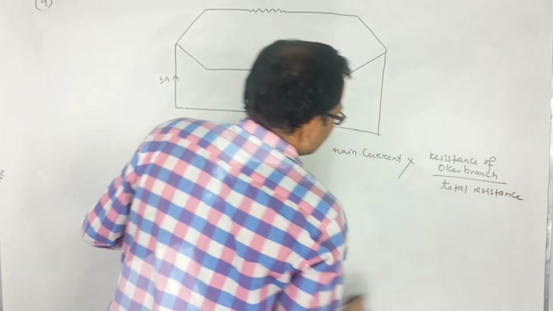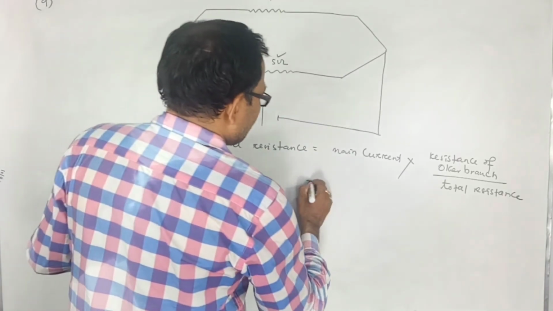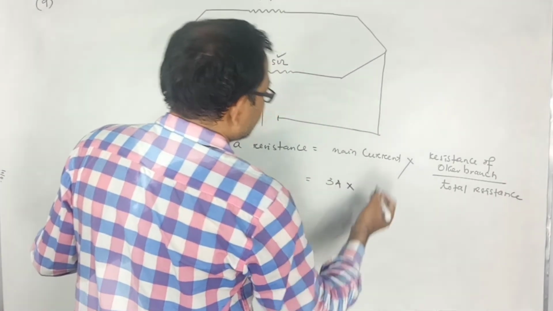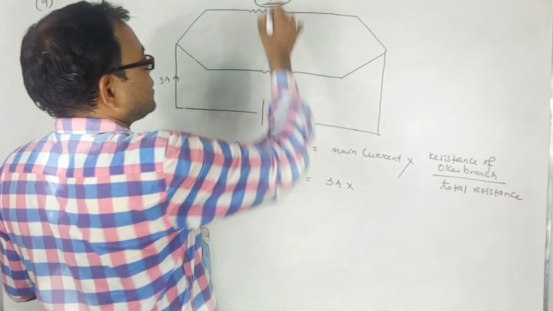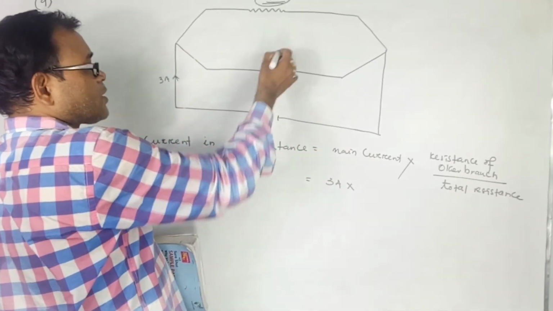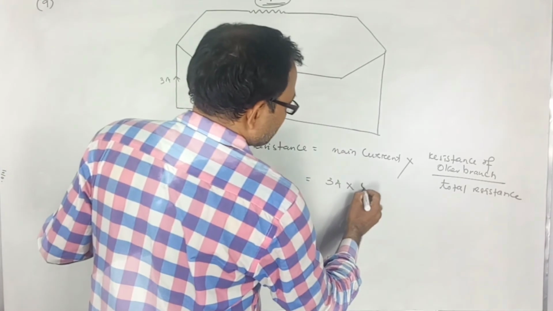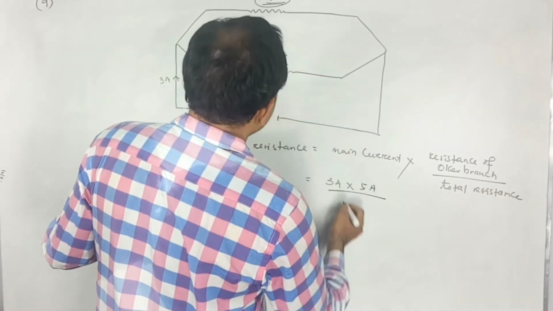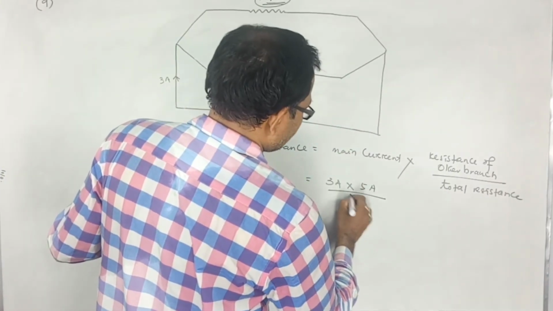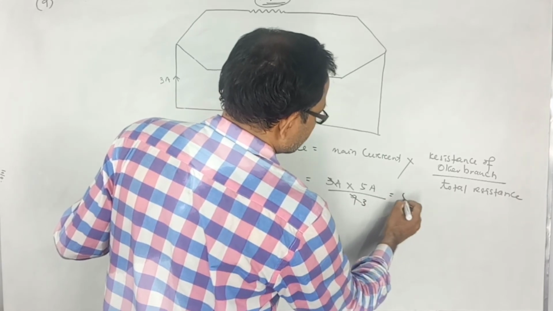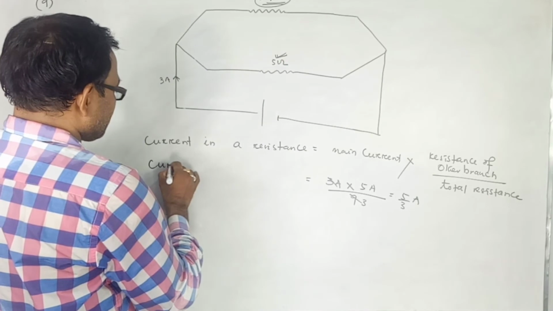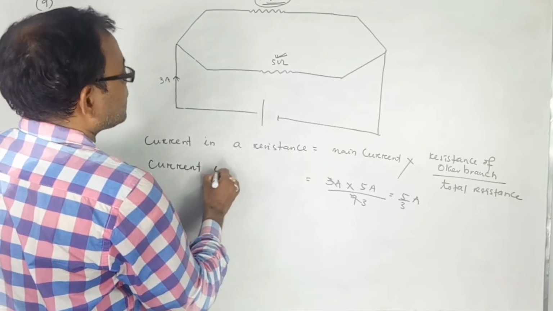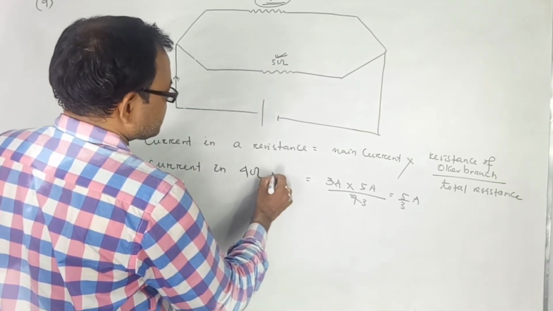Here main current is 3 ampere into, if I want to find out the current in the 4 ohm resistor, then I have to take the resistance of the other branch, it is 5 ohm. So 3 into 5 ohm divided by 4 plus 5, it is 9. So answer is 5 by 3 ampere, the current in 4 ohm resistance.